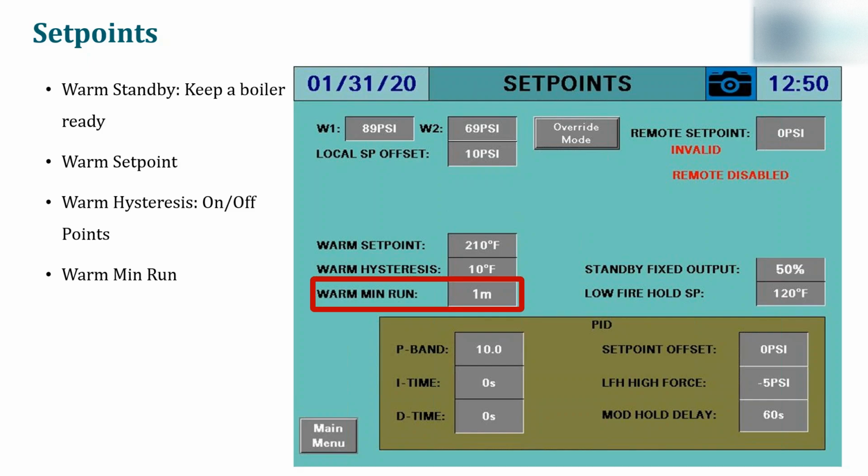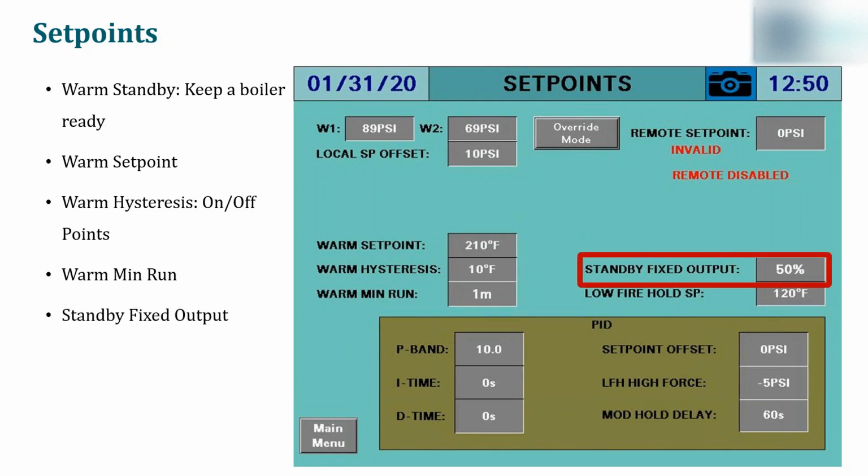We also have a warm minimum runtime. Essentially, this is in place to keep the warm standby boiler from turning on and off and cycling. So we basically say, even though I may overshoot my off point, let the burner run for this minimum amount of time before turning off. Typically, it's set for 10 or 15 minutes or so.